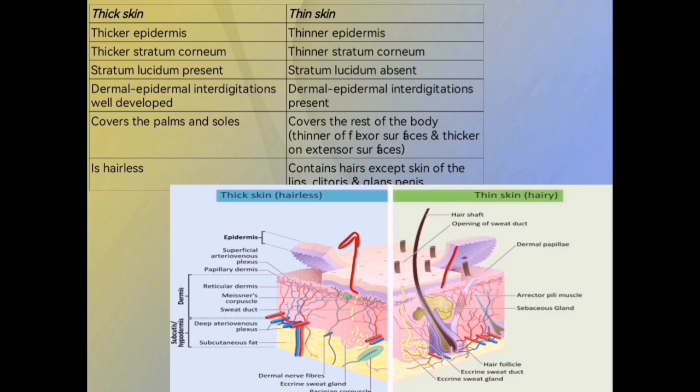Now, thick skin is hairless, whereas thin skin contains hairs except for the skin of the lips, the clitoris, and the glans penis. So basically, this is all about the epidermis.